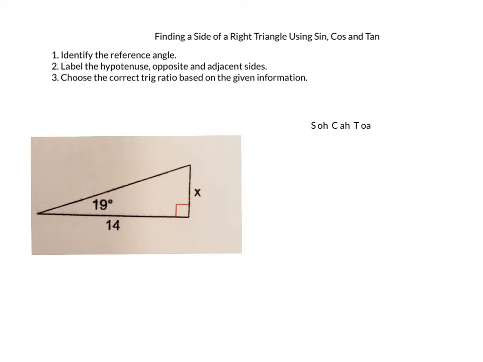Hi, welcome. This video will show you how to find the side of a right triangle using trig ratios. The trig ratios that we're going to focus on are sine, cosine, and tangent. And I've written down 3 steps, which you may want to pause this video for and write them down yourself because they're only going to appear on this slide.